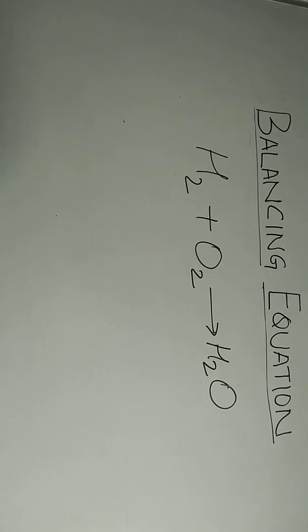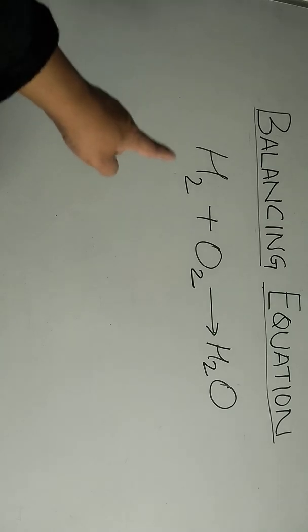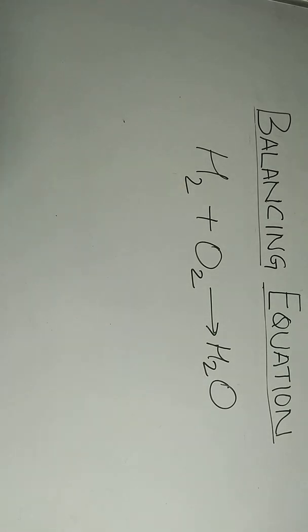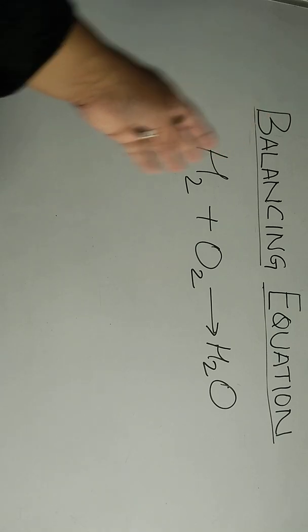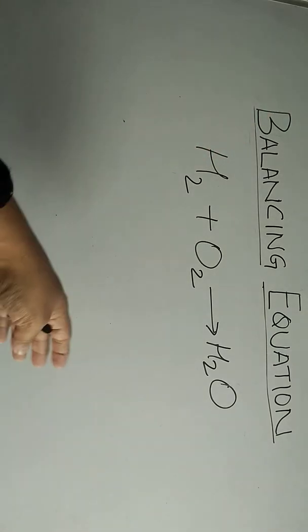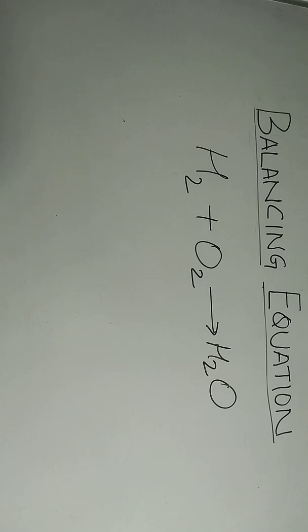Okay, a very easy one. H2 plus O2 gives you H2O. So hydrogen plus oxygen is giving you water. Right? Let's balance this. So like I said, first we write down the reactant side and then we write down the product side to note the number of atoms. And this work has to be done in rough.